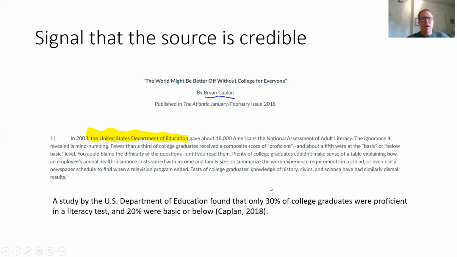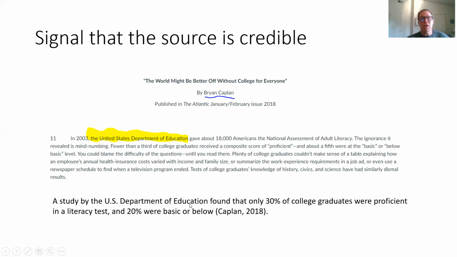The answer is you want to use the US Department of Education. Why? Well, that's the ultimate source of that information. It's also a reputable organization. And so that's what I'm going to use in my signal phrase: a study by the US Department of Education found. That's a signal phrase right there, telling you where the source came from. It's reputable. Now, when we come to citing, you're also going to have to give your citation. So I'll put Caplan 2018.